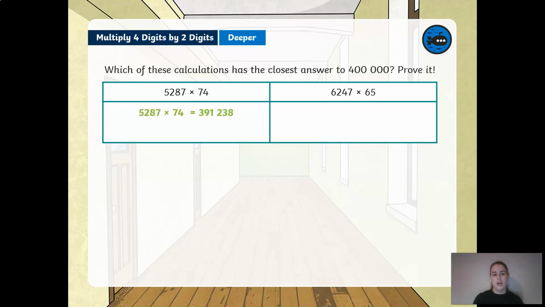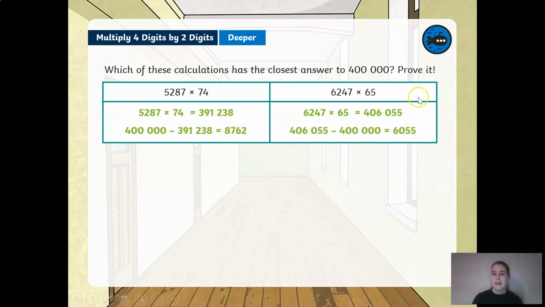Okay, so the first sum here, your answer would have been 391,238. And your answer for your second sum over here would have been 406,055, okay? Now, to work out the difference, you can see here, I've actually used a subtraction method. So rather than just relying on my place value knowledge, I actually decided to do the inverse operation of what I would have done to find out the difference. And we know when we find out the difference, we take the smallest number away from the biggest number. So by working out the difference between our answers and 400,000, we're left with these two answers.